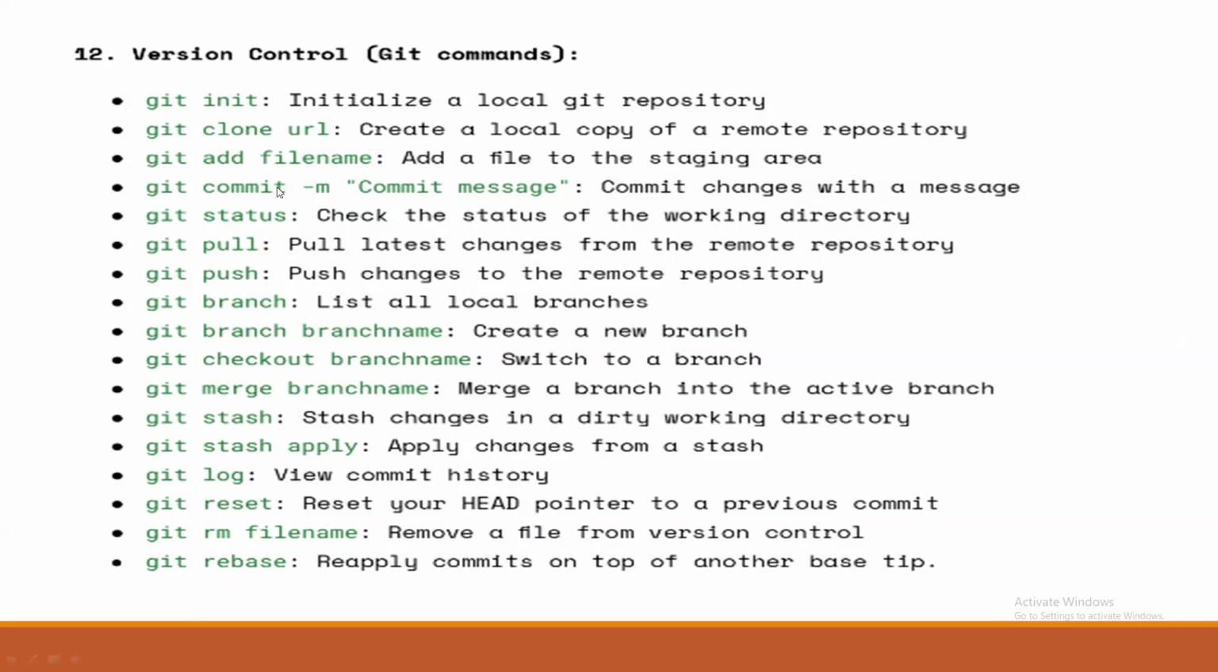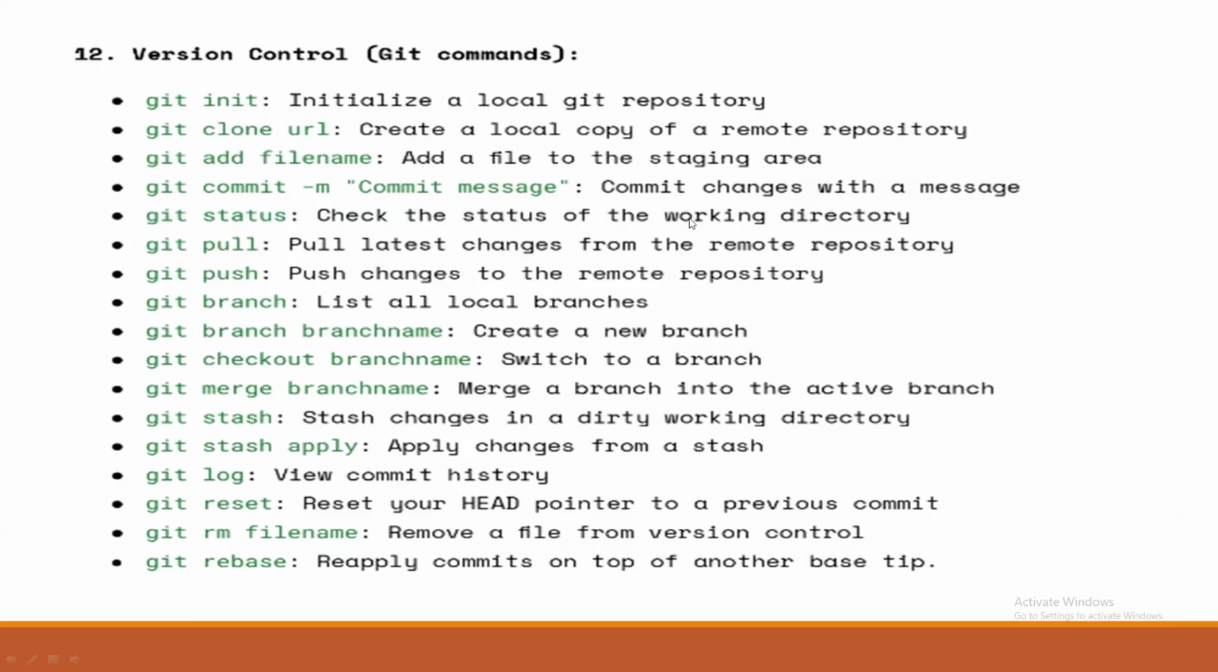So guys, git init is nothing but initialize a local git repository. Git clone URL, create a local copy of a remote repository. Git add file name, add a file to the staging area. Git commit -m, -m is nothing but a commit message, guys. So if we are passing an argument -m, commit message, commit change with the message.